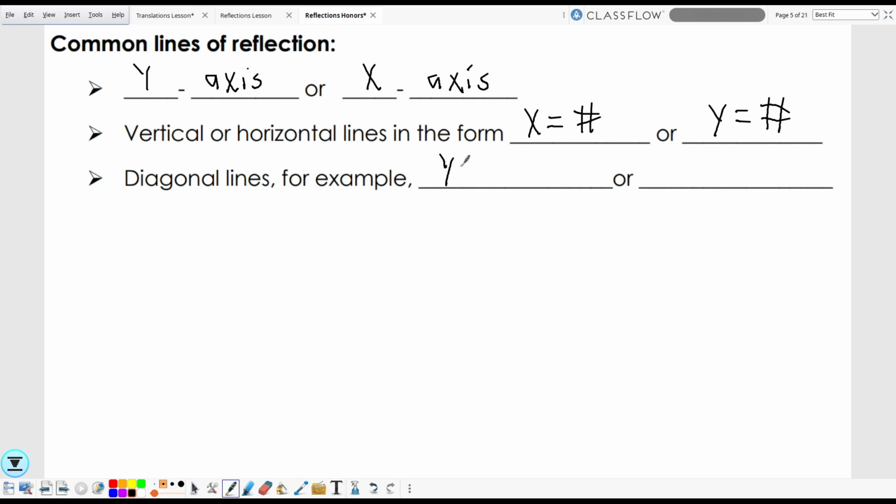And then another type of line of reflection we'll be dealing with are diagonal lines. So the equation y equals x, or y equals negative x. Those are diagonal lines. Y equals x is the positive slope. Y equals negative x would be a negative slope. So let's get started.